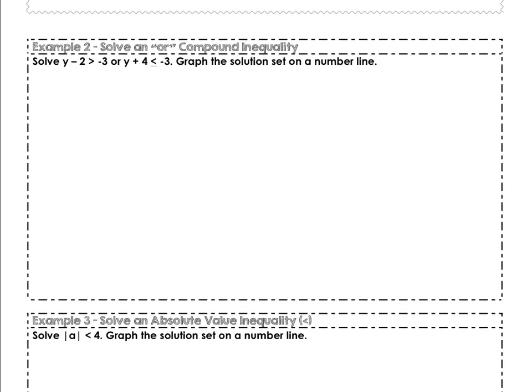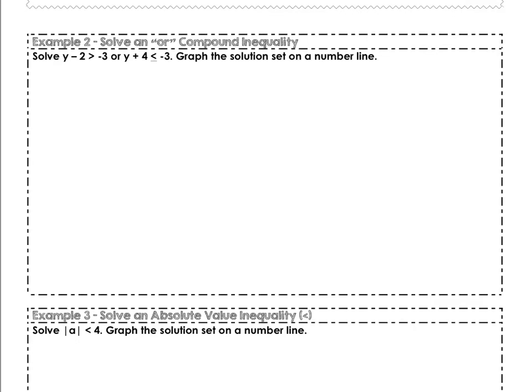All right, we're now looking at example 2 where we're solving an or compound inequality. Ors are naturally separated for us, so now we can just separate them ourselves on our paper and solve them each individually. We're also asked to graph the solution set.